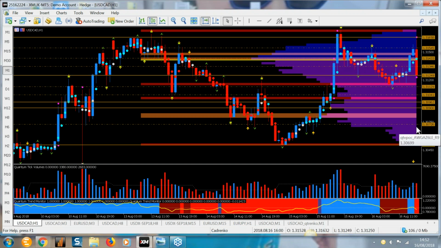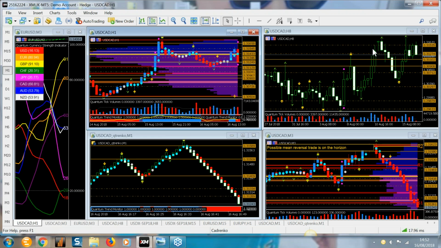Now, this happens to be the dollar CAD. It could be anything. It could be a stock. It could be an index. It could be on the slowest time frame, or it could be on the fastest time frame. So let's see what happens there. Dave.